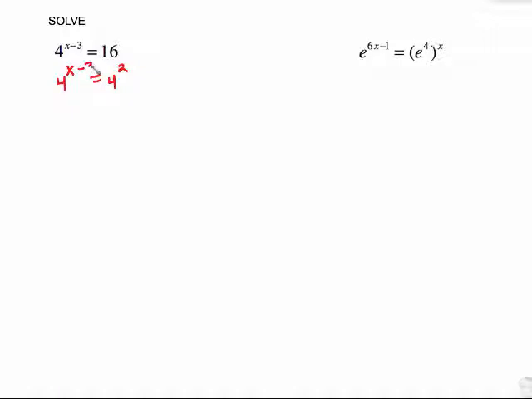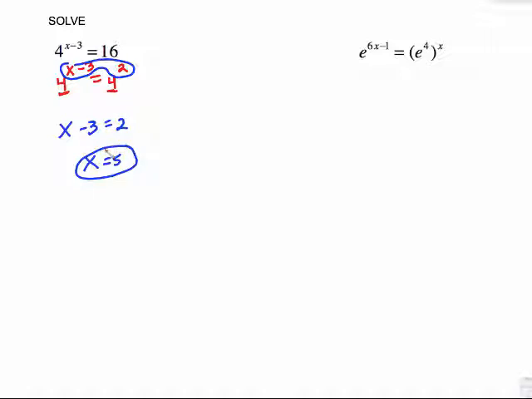And now we're going to use that property that we started with on the video. The bases are the same. Therefore, all I have to deal with is the exponents. If the bases are the same and the expressions are the same, then the exponents must be the same. And this is all I have to set equal to 2, add 3 to both sides, and I get 5.